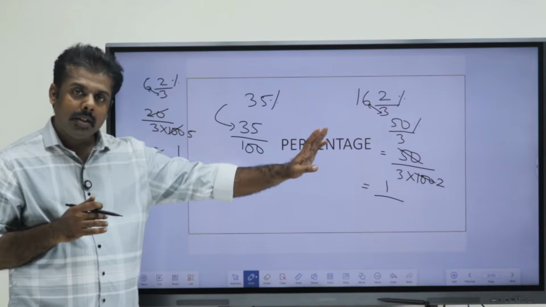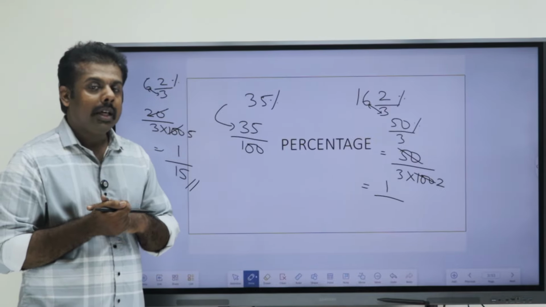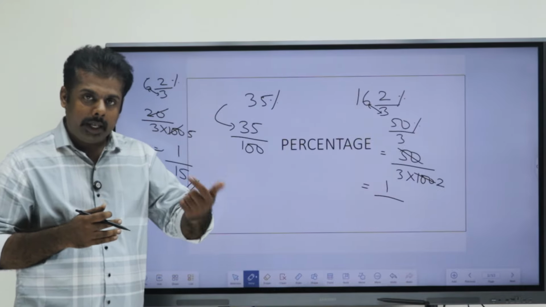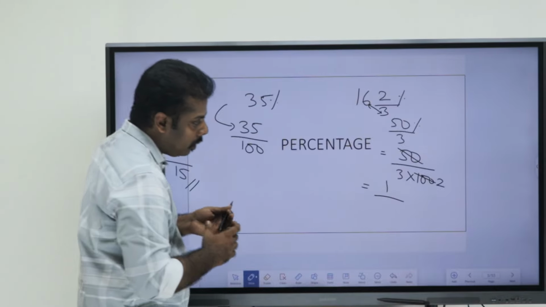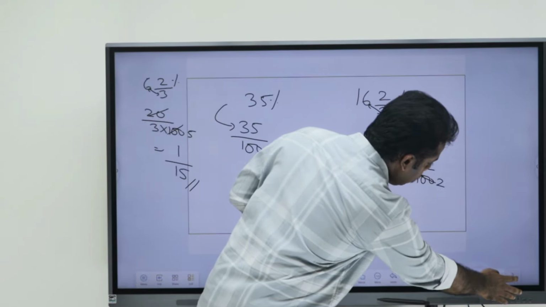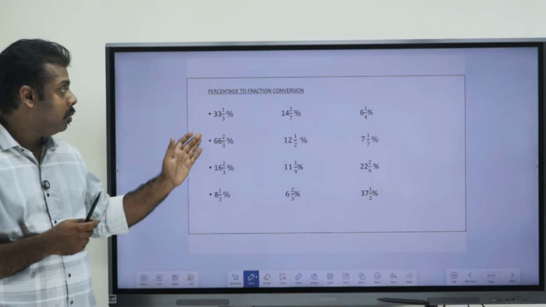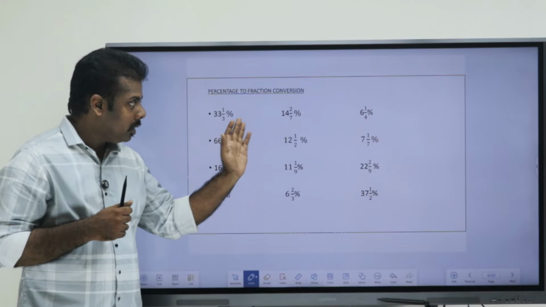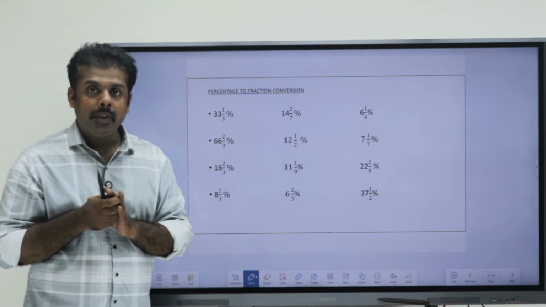So, this was a basic concept. Now we are going to study the important cases that you need to know, because like I said, these things will come in the question directly. We are going to move to the next topic. The first topic is percentage to fraction conversions. We are going to discuss some of the important percentage to fraction conversions that we need to know.